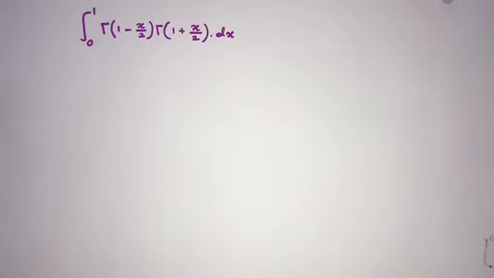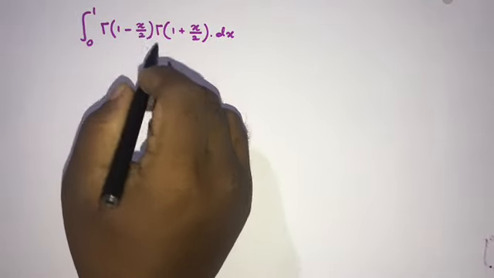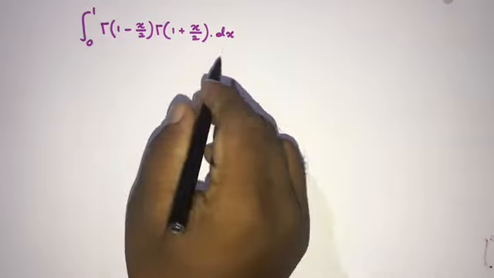Today we are going to solve another interesting integral: the integral from 0 to 1 of gamma of (1 minus x) over 2 times gamma of (1 plus x) over 2 dx.